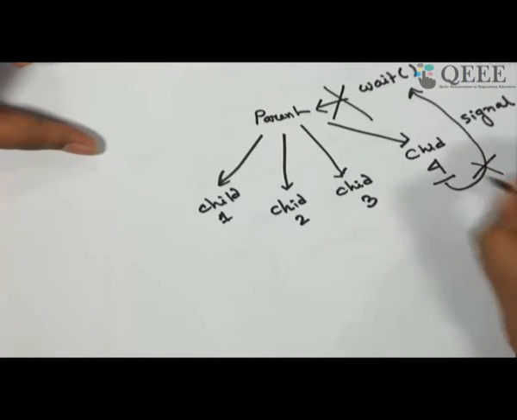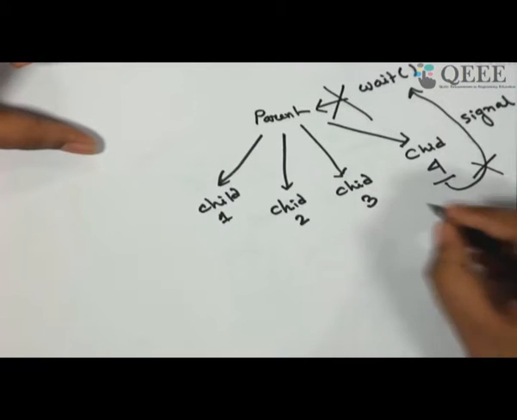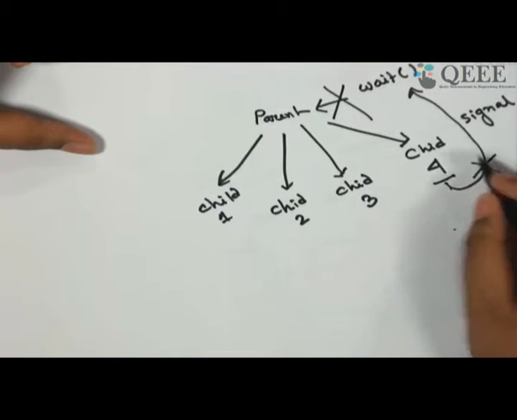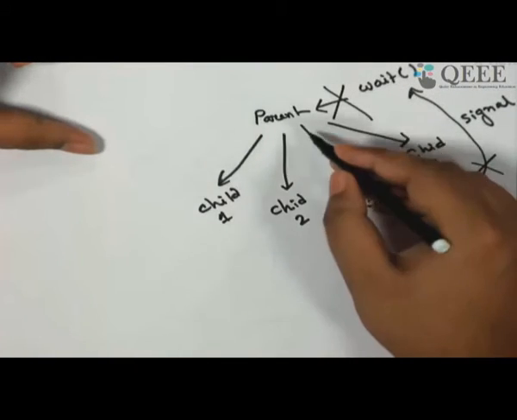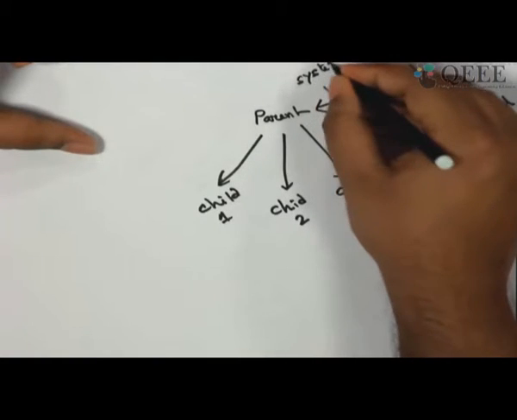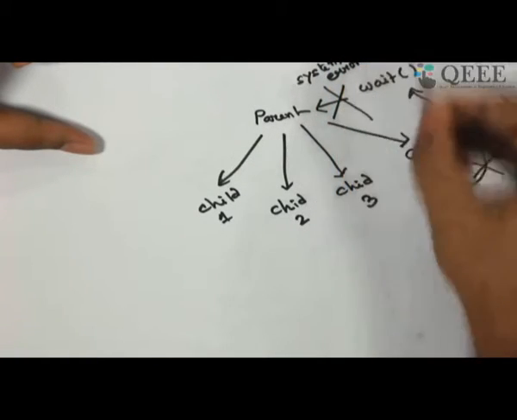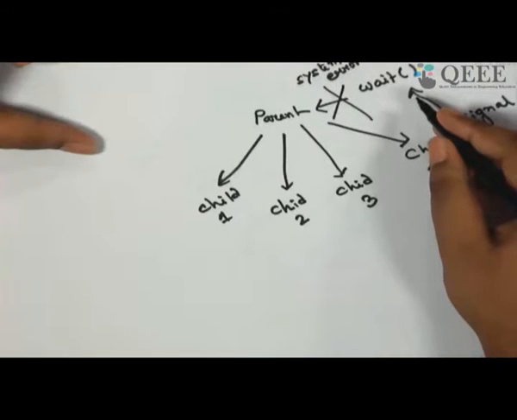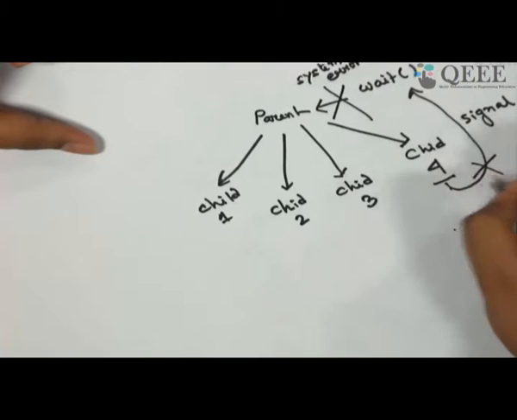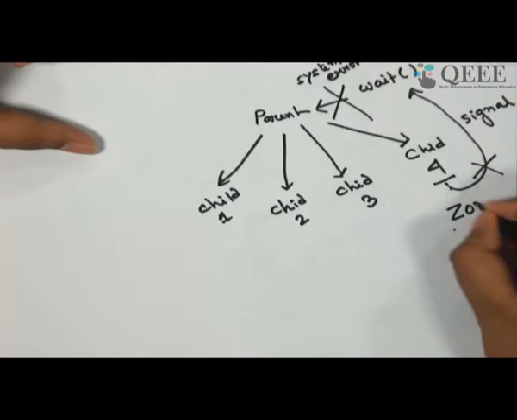So this signaling mechanism will not work. So in that case, what will happen? The child will not be able to terminate because it is trying to send the signal to the parent, but the parent has suddenly terminated because of some kind of system error. So in this particular case, the parent has terminated due to some system error. The child is trying to send the signal, but it is not able to send that signal to the parent, so the child keeps on trying. This kind of process we call a zombie process.